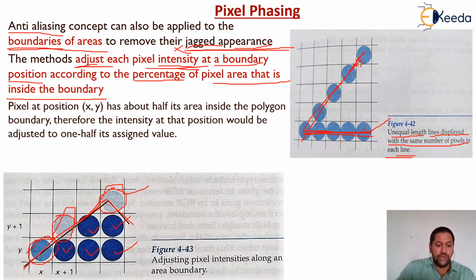Now to remove this effect, what we are going to do is adjust each pixel intensity. For example, suppose I consider this pixel. What is the value of this pixel?